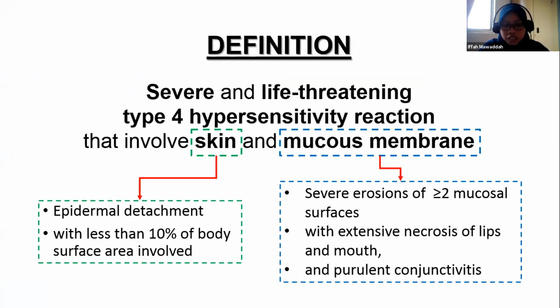The characteristic of skin lesion involvement in Stevens-Johnson syndrome includes epidermal detachment with less than 10% of body surface involved, while the mucous membrane involvement is defined as severe erosion of more than 2 mucosal surfaces with extensive necrosis of lips and mouth and purulent conjunctivitis. Next.